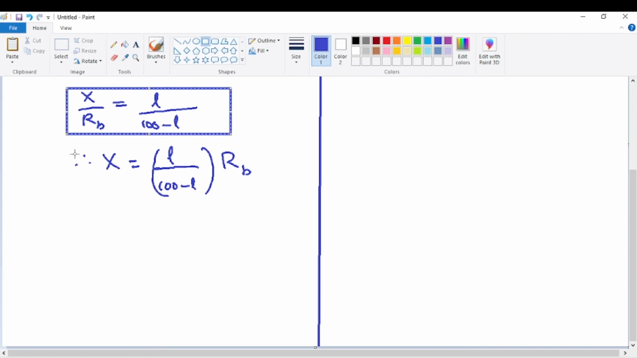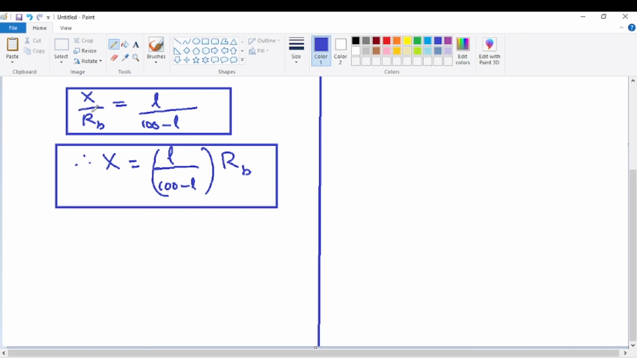And this can also be written like this. Anyway, it can be written. Both are very simple, but this is of almost the same form as the Wheatstone bridge balancing condition, P by Q is equal to R by S. P and Q are what? X and RB. R by S are what? RAD and RDC, which we have seen.